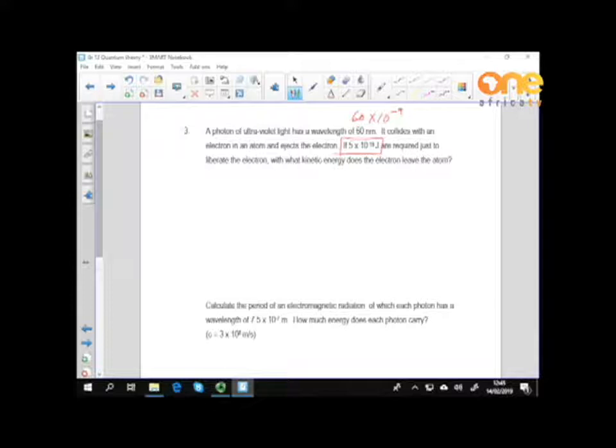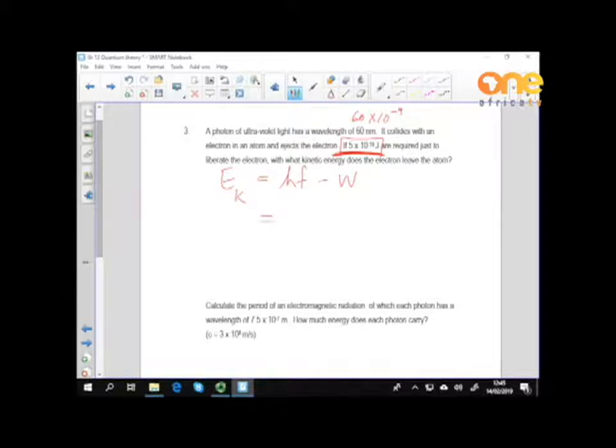Well, we had a formula yesterday. Kinetic energy is half m. Well, we don't actually need that. We can just say kinetic energy is equal to the energy of the photon, h times f, minus the work function of the metal. They say this is the energy needed to liberate the electron, so that would be the work function.